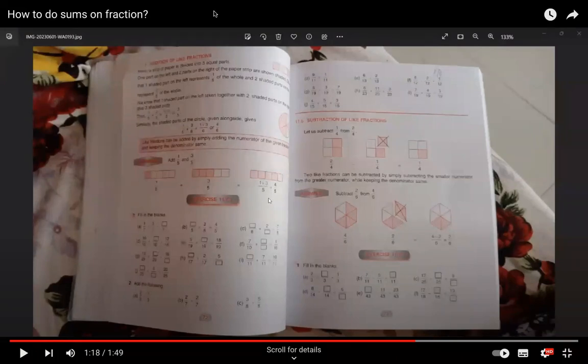Yes, Tuhin, tell me number C. Ma'am, it will be 5 by 8 plus 2 by 8 equal to 7 by 8. Very good. Now, Tuhin, number D, 10 by 16 plus dash by 16 equal to 12 by 16. Ma'am, 10 by 16 plus 2 by 16 is equal to 12 by 16 or 3 by 4.